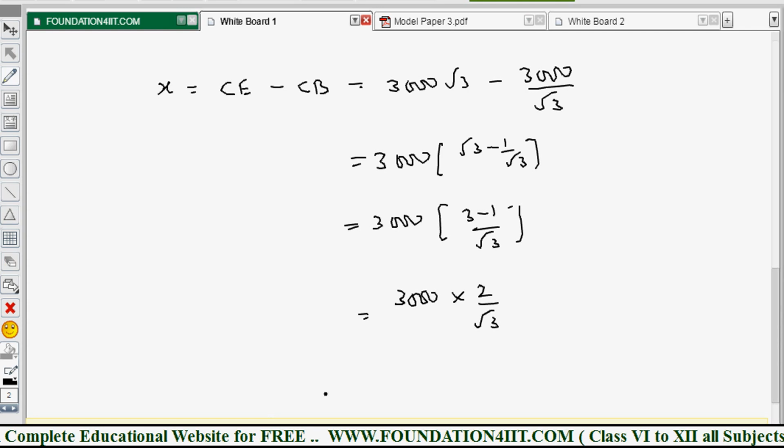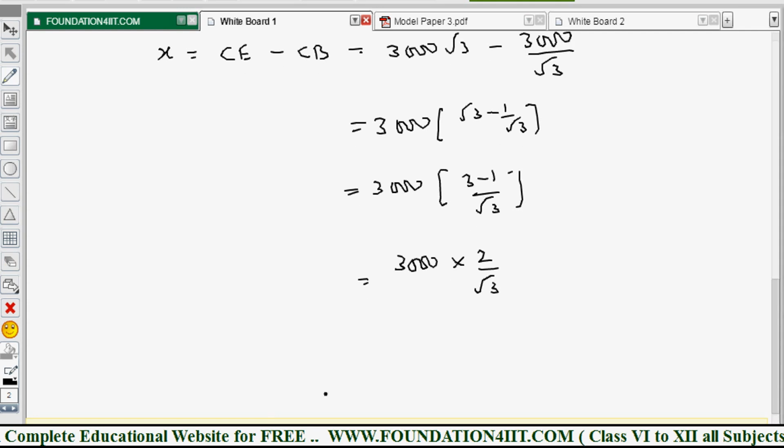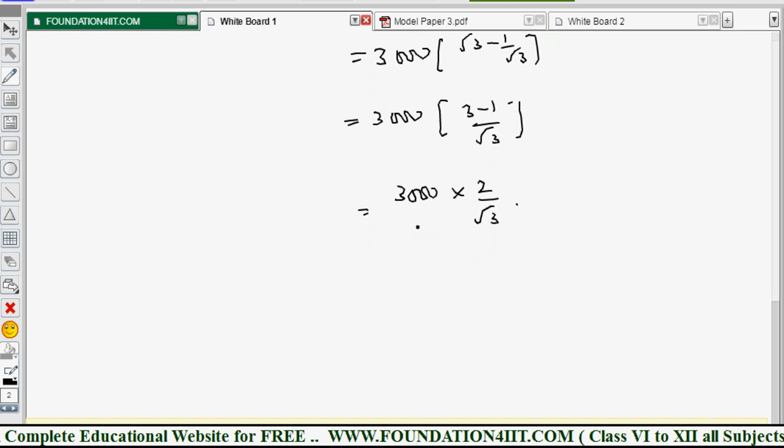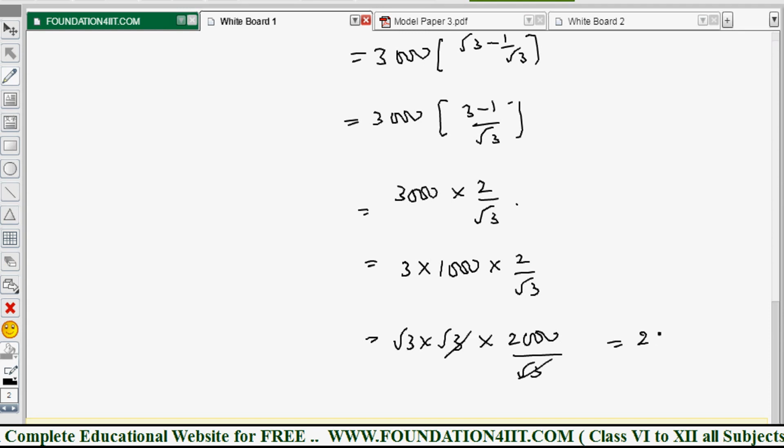Let it be here, this X value. Now if you want to make it more clear, instead of taking denominator as root 3, if you want it as numerator, I am writing 3 into 1000 and 2 by root 3. Next step, this 3 I can write root 3 into root 3, and 1000 into 2 is 2000 by root 3. So one root 3 gets cancelled, then that is equal to 2000 root 3 meters.